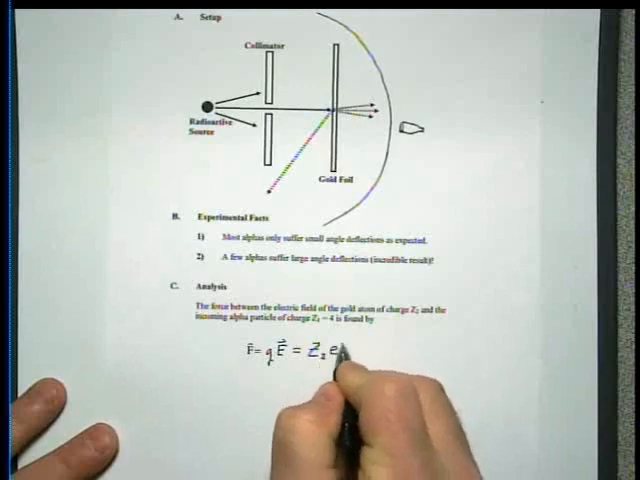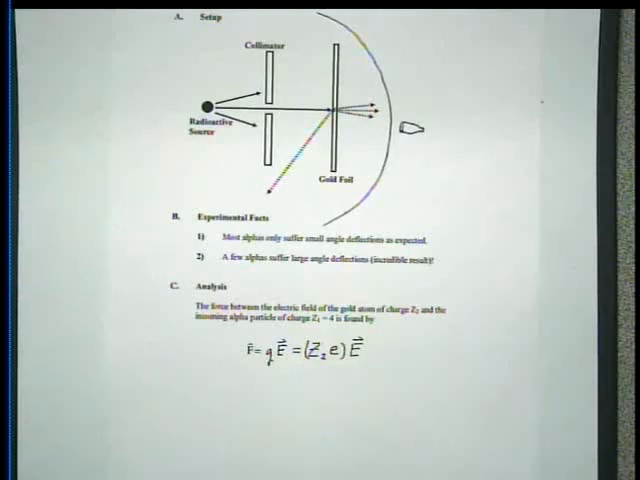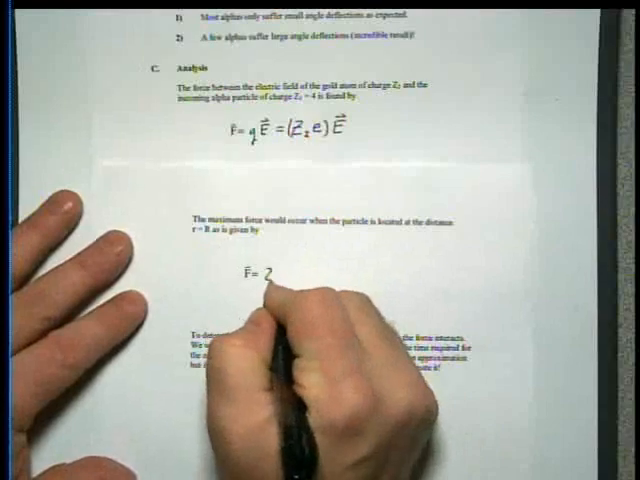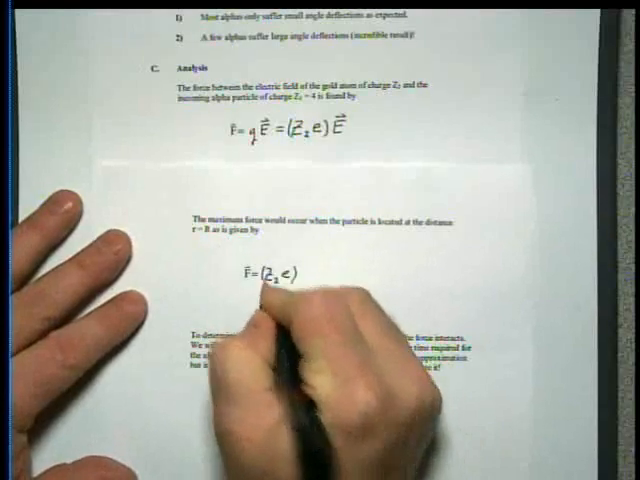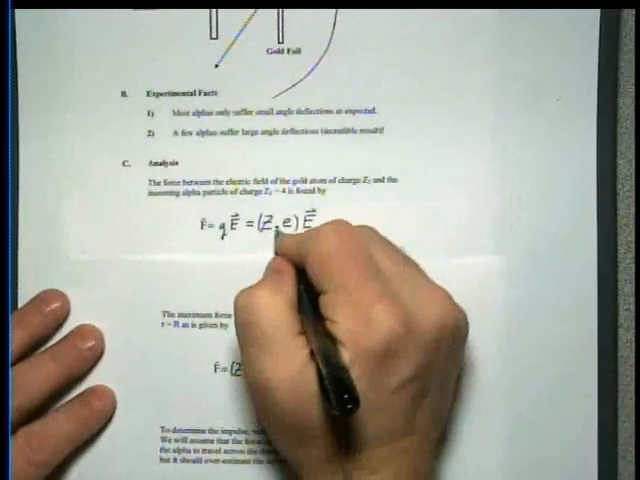It's Z2E times the electric field. Now what we're going to do is we're going to assume the largest electric field we can. Thereby, I don't have to consider how the electric field changes as it goes through space. So I'm just going to make it an overestimate, and I'm going to overestimate that force. So if I do that, I get Z2E, and then I would get, I'm sorry, my fault, this should be Z1.